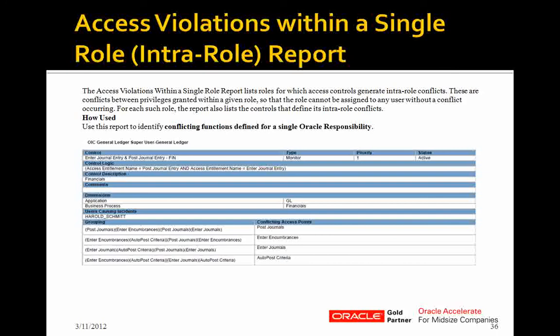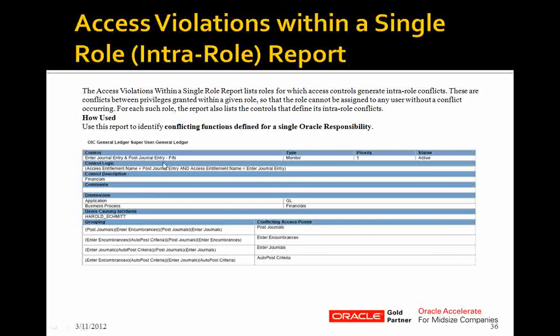And this is the one I was talking about, the access violations within a single user report. I like to run this first, and what it does, it lists the role. In this case, it's Oracle General Ledger Super User. The General Ledger is the application. The control is enter journal entry and post journal entry. It shows the users who have incidents, because they have access through this role.